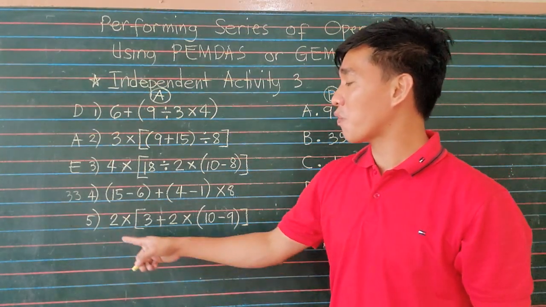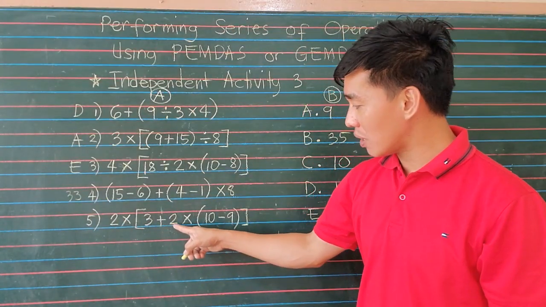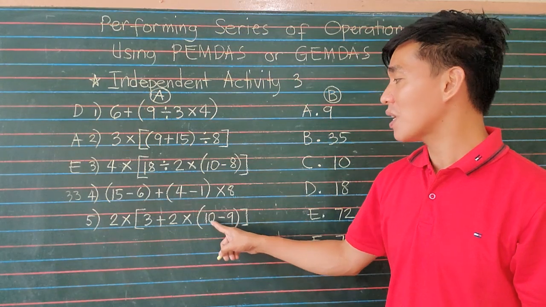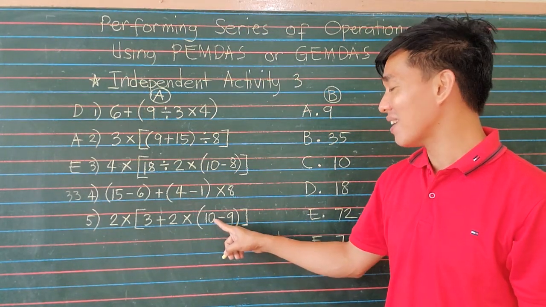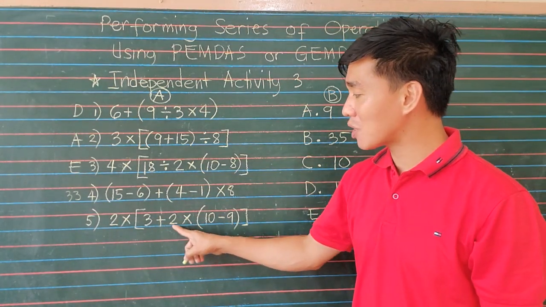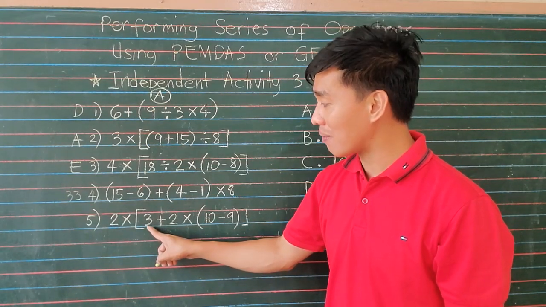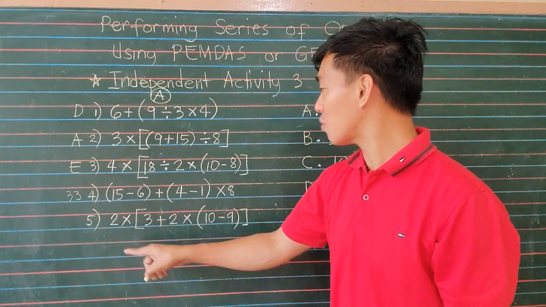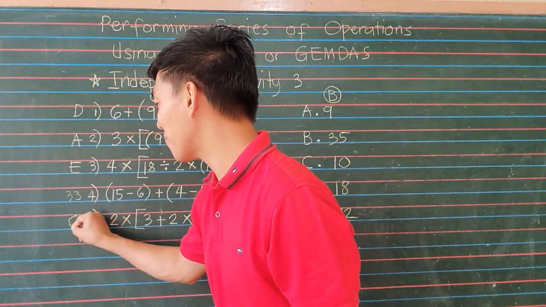Okay, so for number 5, that is 2 times this one. So, inside the parentheses first. 10 minus 9 is equal to 1. Now, 1 times 2 is equal to 2. 2 plus 3, that is equal to 5. Now, 5 times 2, which is equal to 10. So, the answer is letter C.